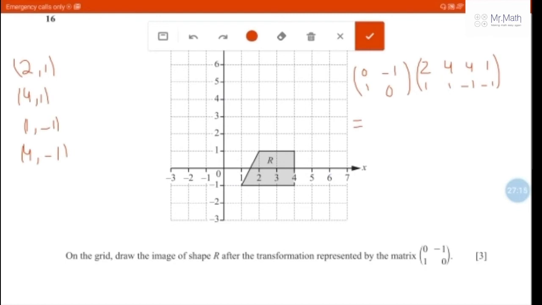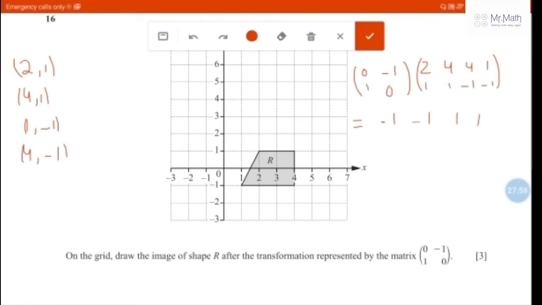So here, 0 times 2. I'm going to multiply the first row by the first column. So 0 times 2 is 0, and negative 1 times 1 is negative 1. Then I'm going to multiply the first row again by the second column. So 0 times 4 is 0, and negative 1 times 1 is negative 1. Now, the first row times the third column, so 0 times 4 is 0, negative 1 times negative 1 is 1. And the first row times the fourth column, so 0 times 1 is 0, and negative 1 times negative 1 is 1.